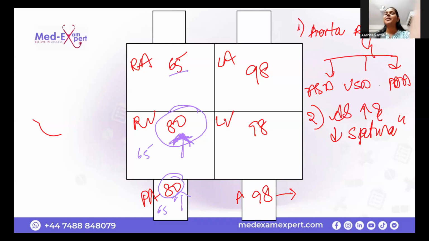Why should this be like that? As I told you, the left side has high saturation because of oxygenated blood, and the right side has low saturation because of deoxygenated blood. But if there is an increase in the saturation here, it may be because of some shunting from the left side to the right side. And it must be at this point, because this is where the abnormal saturation has started. I do not expect it here because here the saturation is normal. So there's a shunt here from left side to the right side.